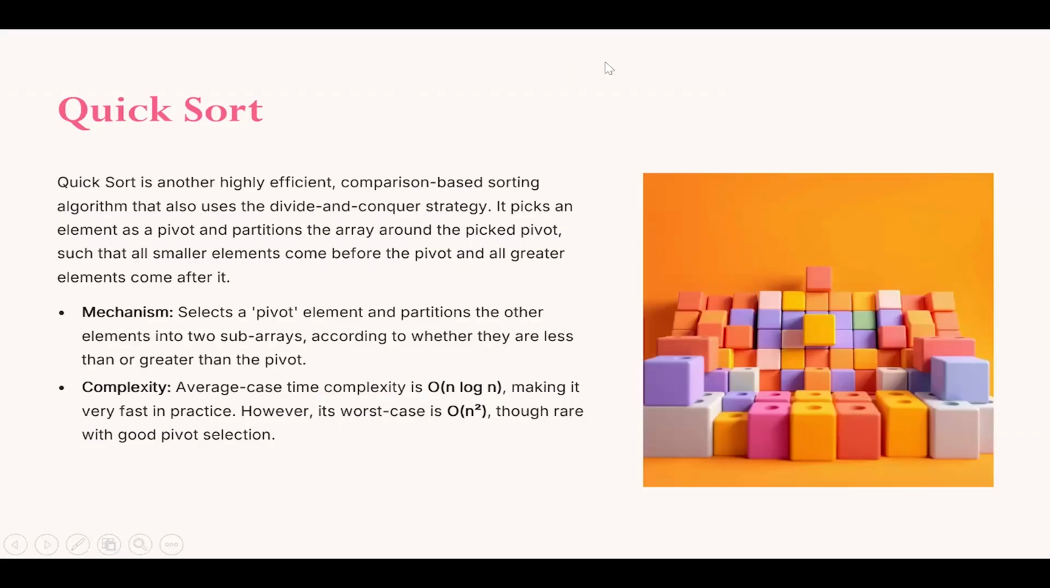Quicksort is another highly efficient comparison-based sorting algorithm that also uses a divide and conquer strategy. It picks an element as a pivot and partitions the array around the picked pivot such that all smaller elements come before the pivot and all the greater elements come after the pivot. When we do that, we know that the pivot has reached its correct position. Similarly, we go on dividing the array and finding a new pivot, and hence all our elements get sorted. The average case complexity is order of n log n, making it very fast in practice. However, the worst case is order of n square. So this is the complexity of our quicksort.